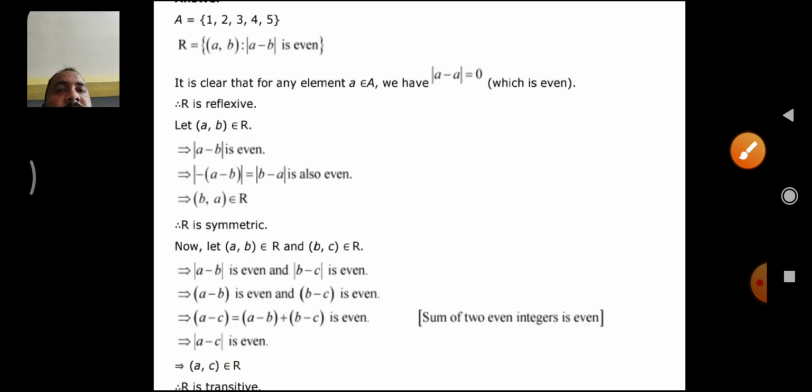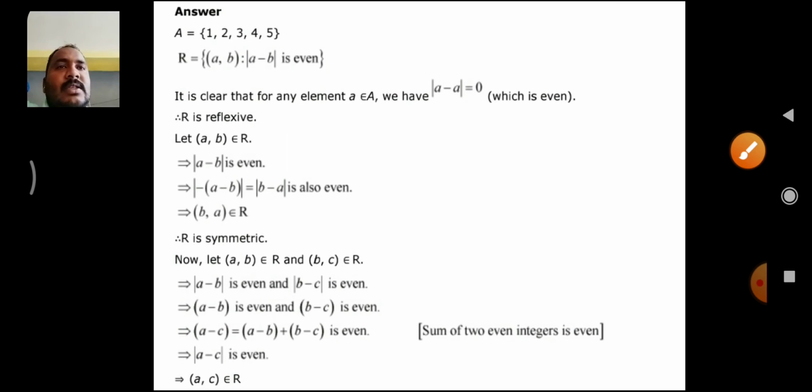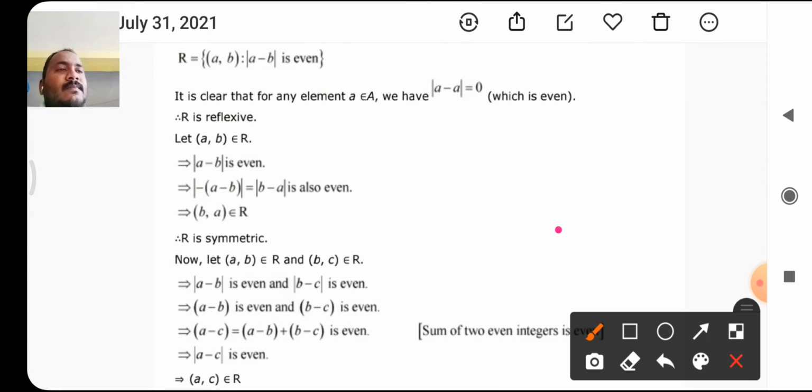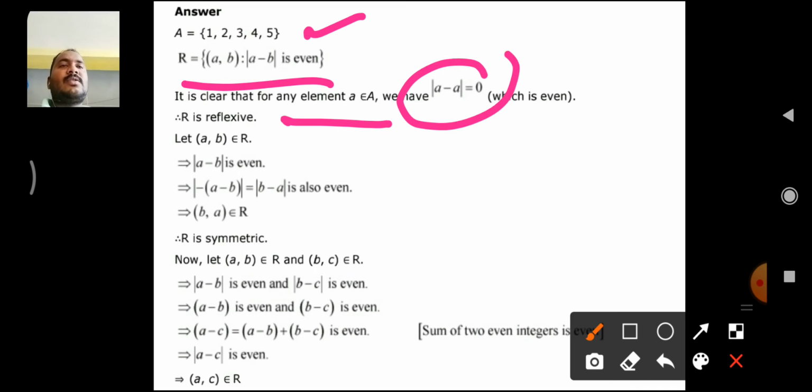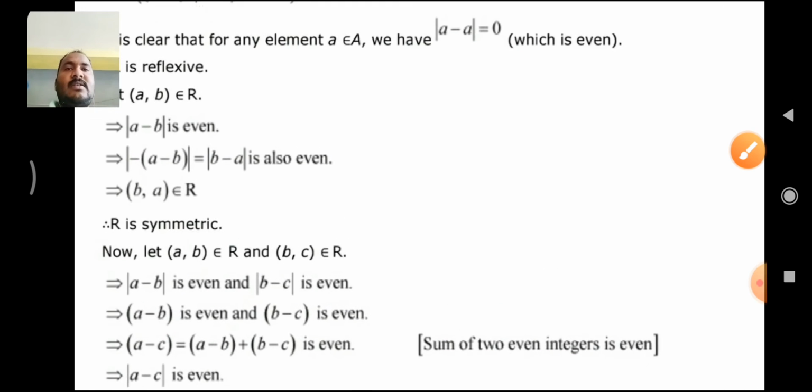Next, here the set A = {1, 2, 3, 4, 5}. The relation R is like this: (a, b) such that |a − b| is even. Here we consider a and b belonging to the given set A. Then it is clear that for any element a belonging to A, we have |a − a| = 0, which is even, because of this R is reflexive.